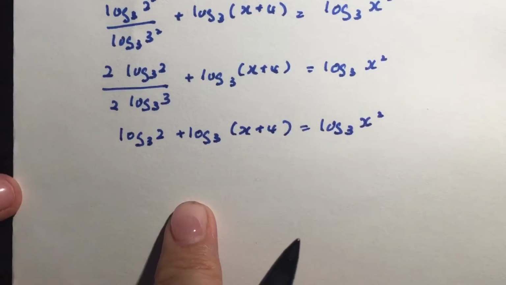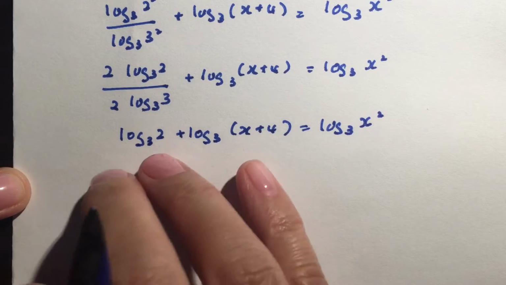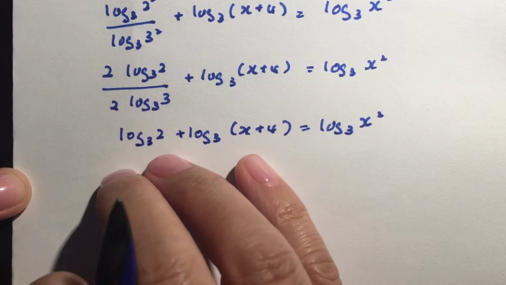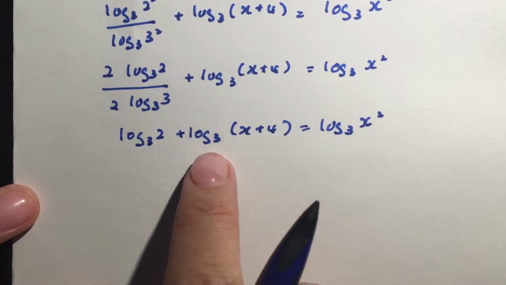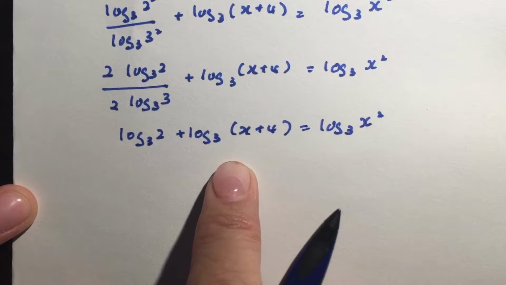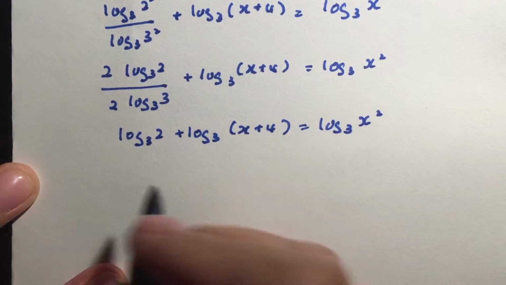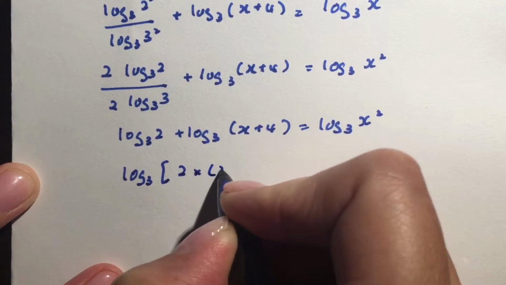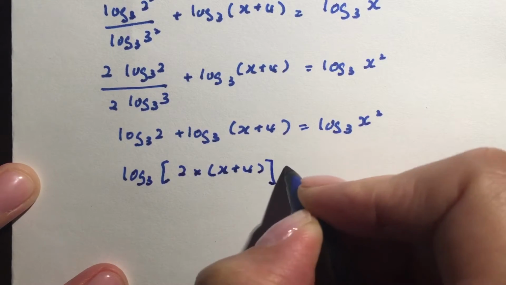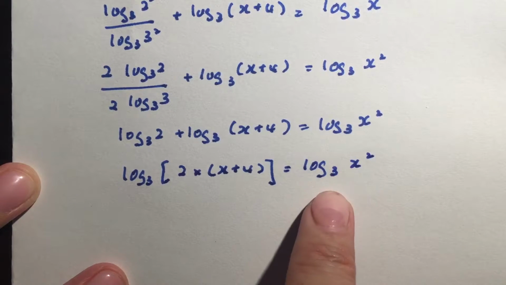Now, what we need to do is compare terms on the left and right. So we try to make it such that the left-hand side has only one log term. When we have 2 log terms and they have the same base, we can use the law of logs. So we are going to use the product rule. In this case, this is a plus, so it becomes a product. So we have log base 3, 2 times (x + 4) is equal to log x squared to the base 3.